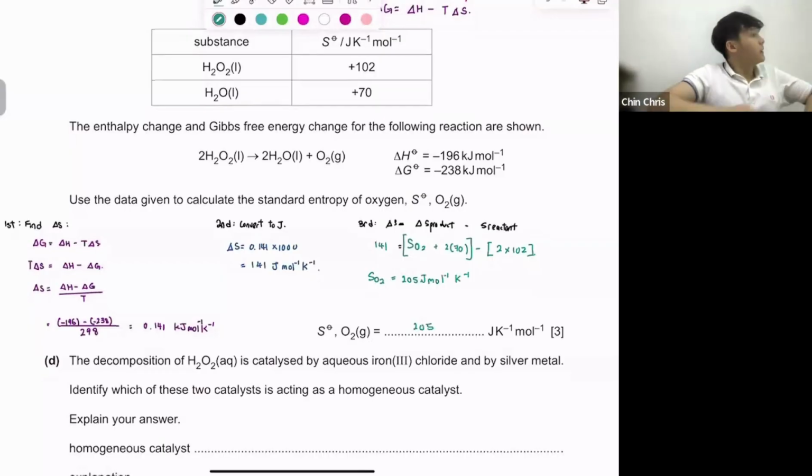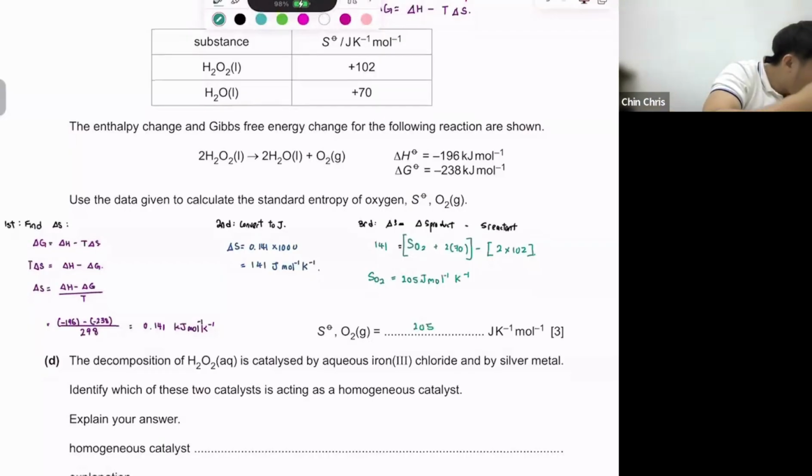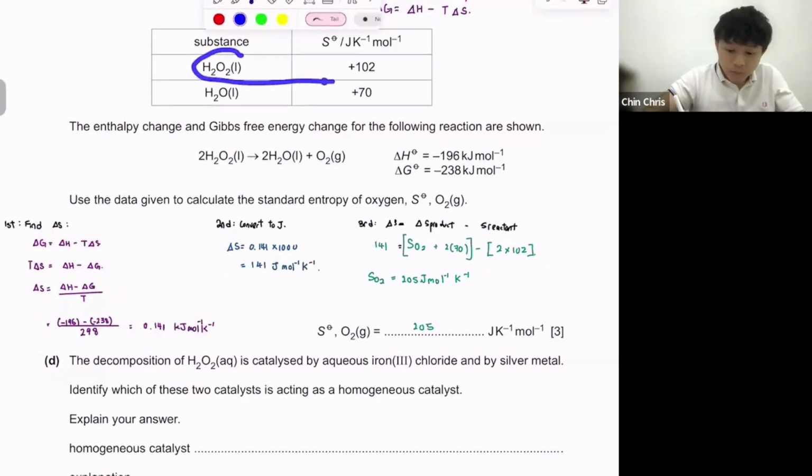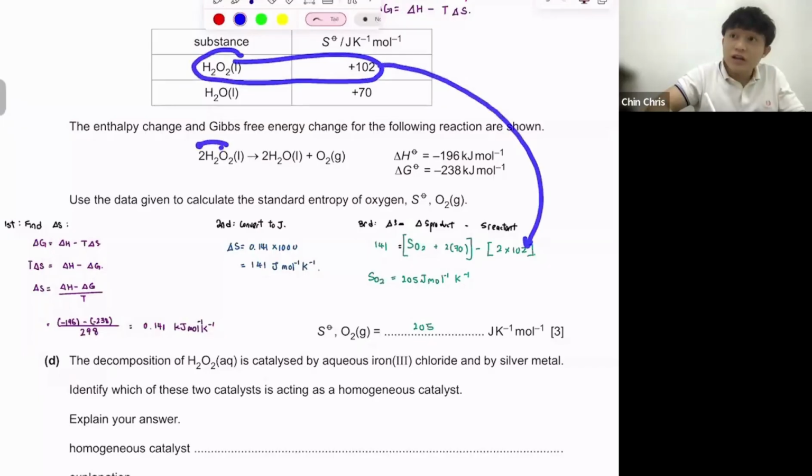Done. Okay, 3 marks. Where did 102 come from? Okay, H2O. Oh, yeah, that's your reactant, right? Oh, okay.